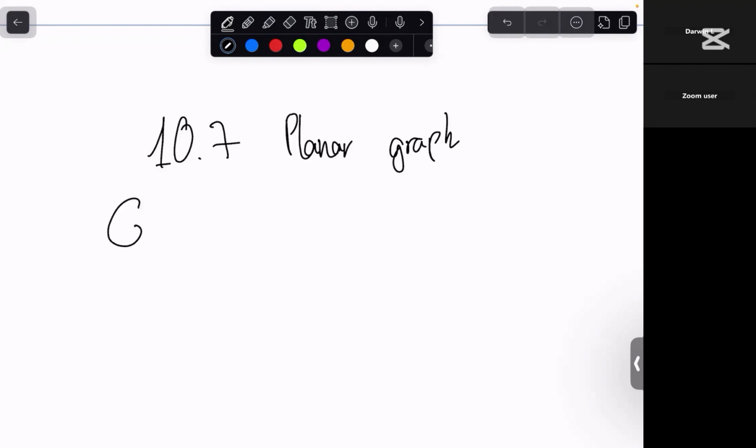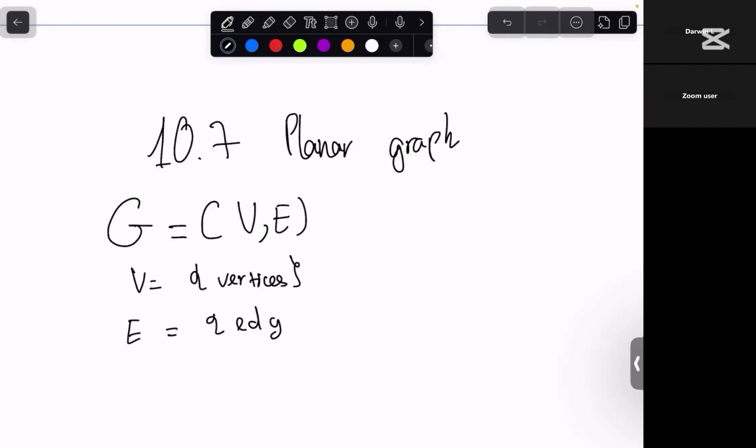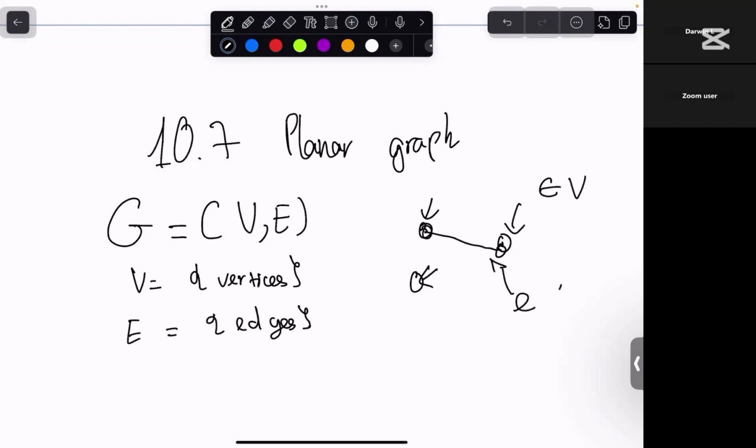A graph is denoted as G equals (V, E). V here is a group of vertices. E is a group of edges. For example, if you have a graph of like three nodes here, each of these will be our vertices, which belong to V. And if you have an edge that connects two of them, that will be our edge, which belongs to the group E.